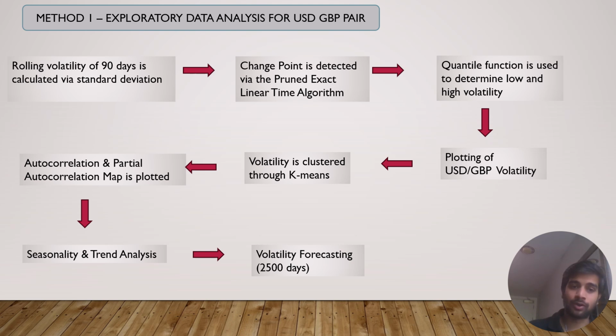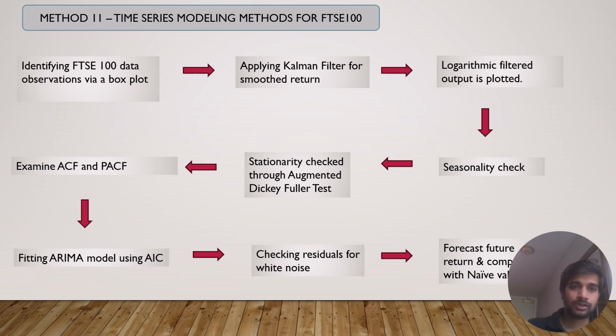Autocorrelation and partial autocorrelation plots are made to find the trend with the lagged returns. Then the seasonality and trend analysis is also performed, and at the end we plot the volatility forecast for the next 2500 days. Moving to the next, the time series modeling method for FTSE 100.